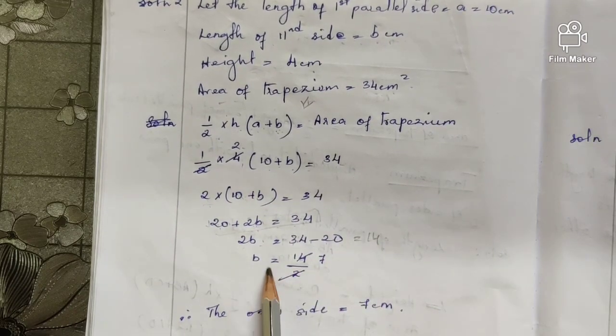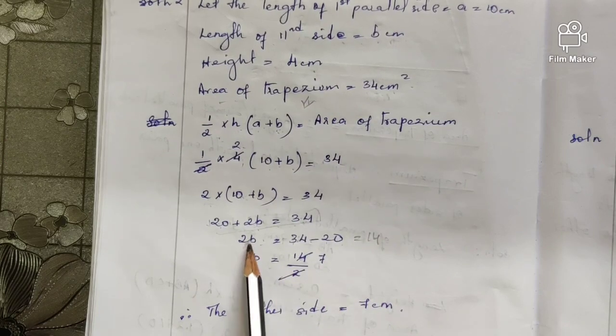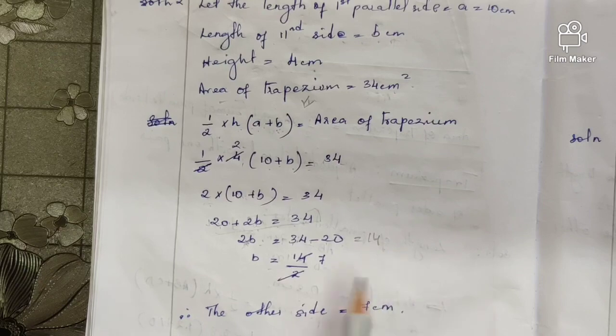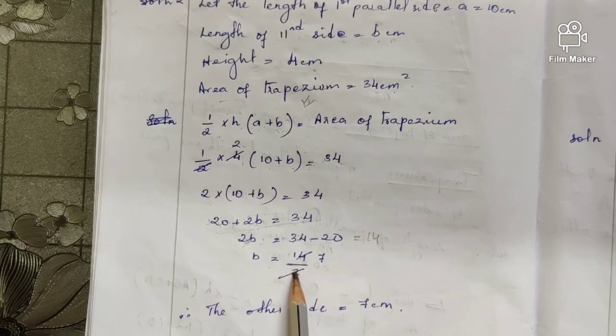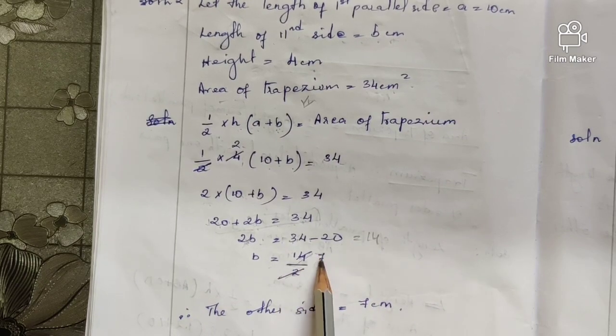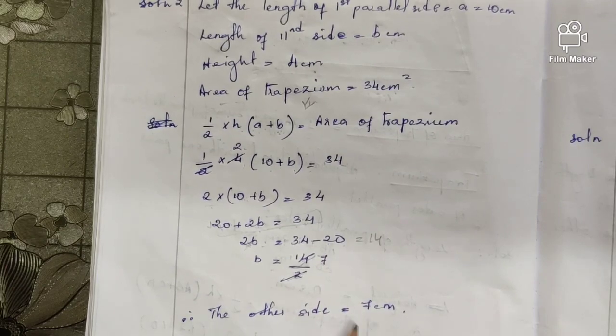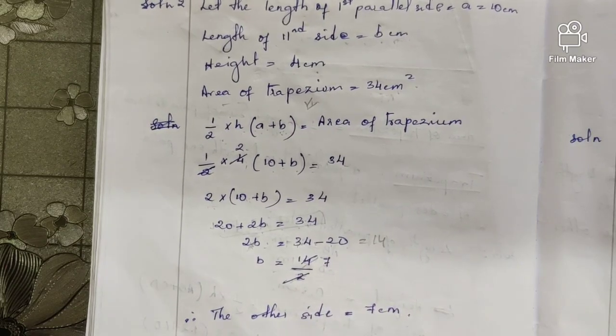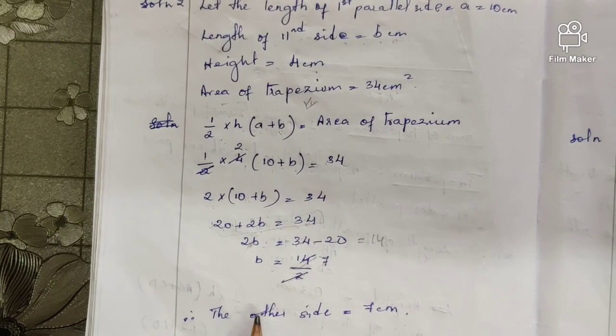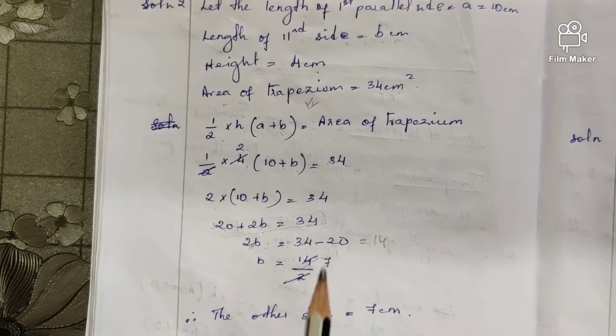14, and B is equal to... this is a multiplication, and when it goes to the right-hand side it will be divided by 2. That is, 14 divided by 2 is 7. Therefore the other side will be 7 centimeter. Here in this question we find the other side, not the area.